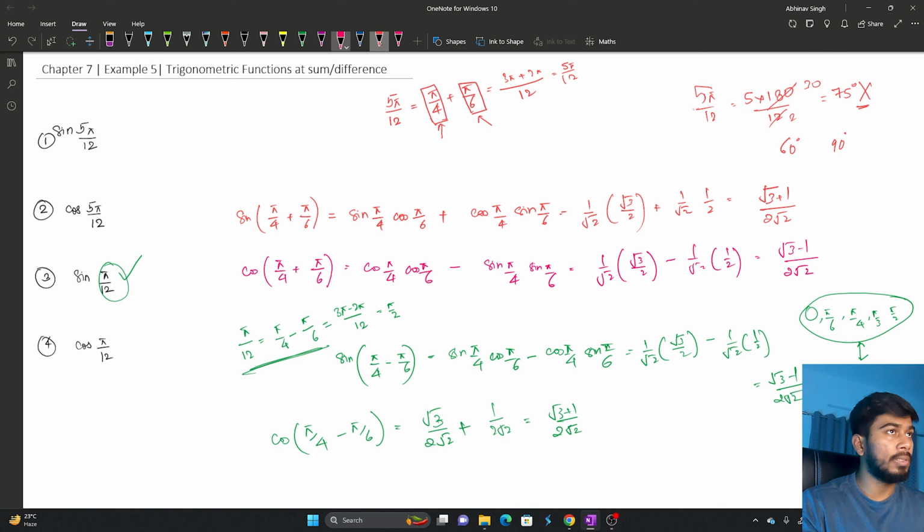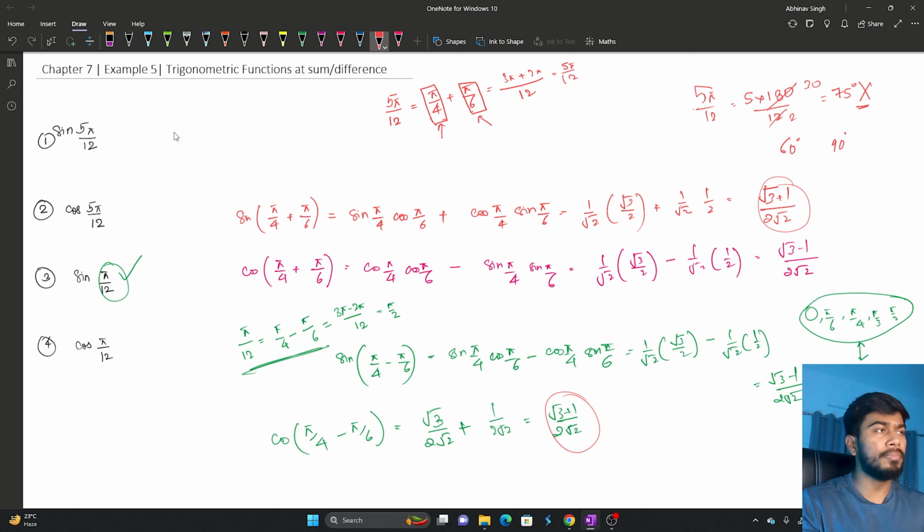Another thing to note here is that you have got root 3 plus 1 by 2 root 2 here, and again root 3 plus 1 by 2 root 2 here. It's not part of the question, but if you want to think beyond, you see the value of sine 5 pi by 12 as root 3 plus 1 by 2 root 2, and cos pi by 12 also has the value root 3 plus 1 by 2 root 2. So you could have been smart and not solved for pi by 12.